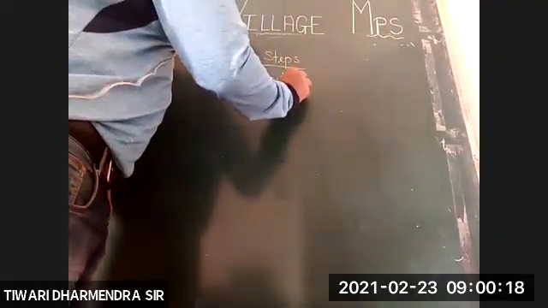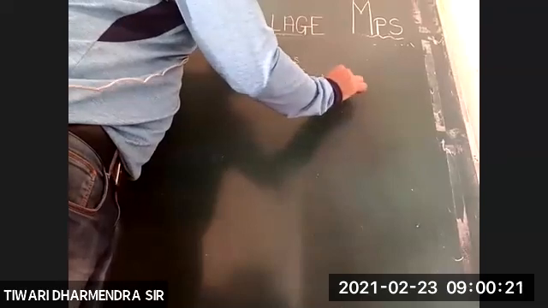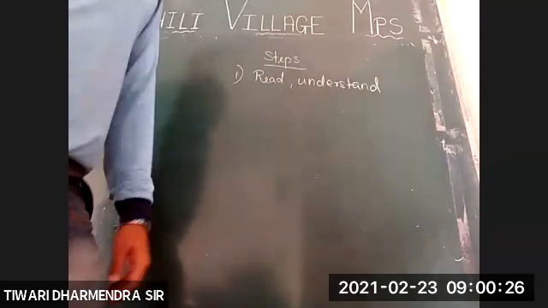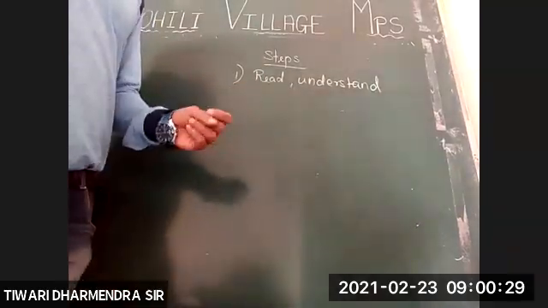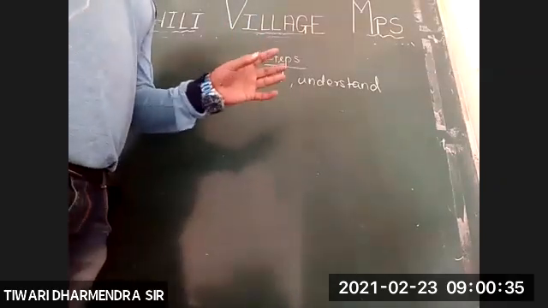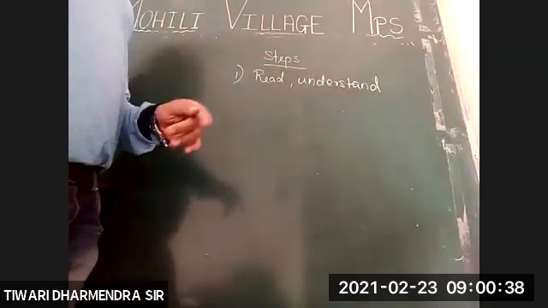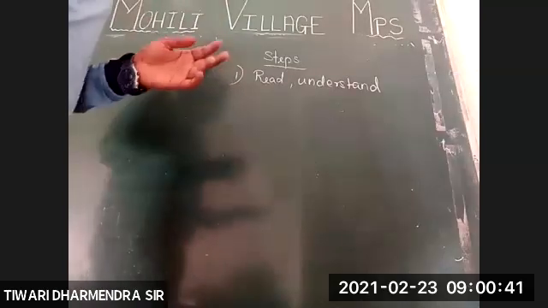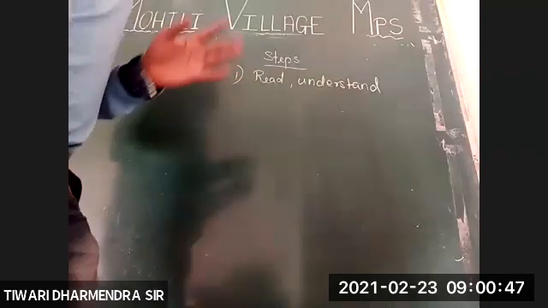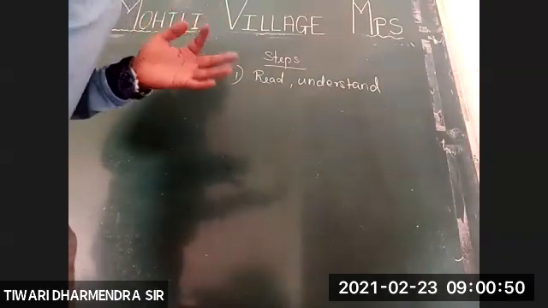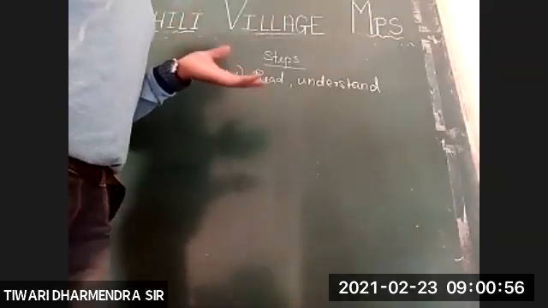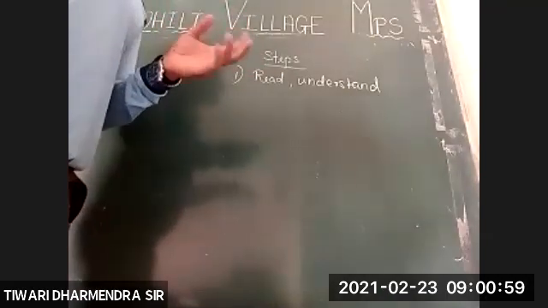Read, understand. First step, read and understand. After that, whatever information is given to you, suppose they're asking you to find certain things. Say, what is the age of mother and son? So they're asking about the age of mother and son. So let the age of mother be X and the age of son be Y. We are assigning the values to mother and son, what we are supposed to find. That's why we call it variables. Variable means what we are supposed to find.